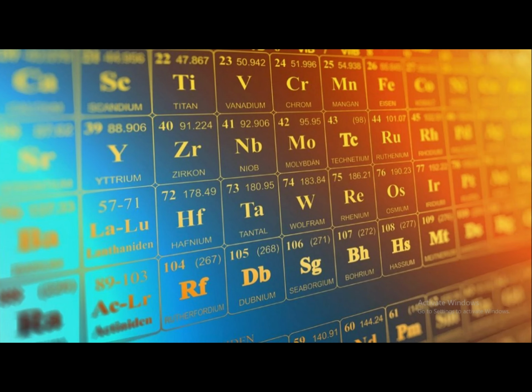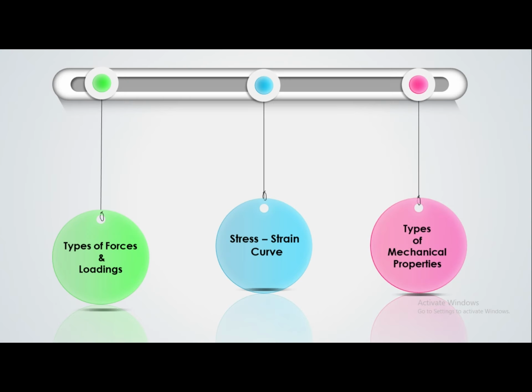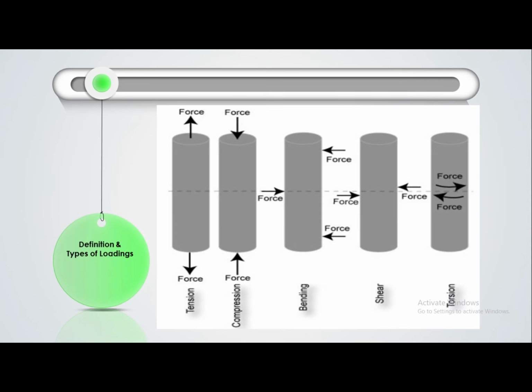Welcome again. The mechanical properties of a material are those properties that involve a reaction to an applied load. Mechanical properties are used to determine how a material would behave in a given application and are helpful during the material selection. Before talking specifically about the types of mechanical properties, let's talk about the loads and what is the stress-strain curve. Number one is, what are the types of forces and loadings?